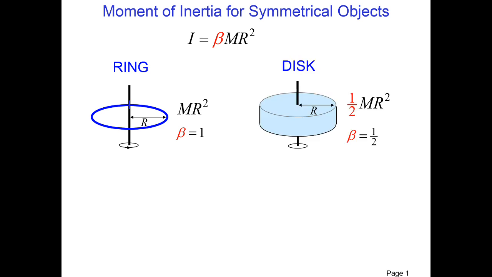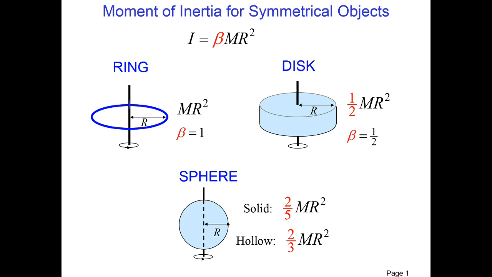Our next shape is a disk or a cylinder. The moment of inertia for a cylinder or a disk is 1/2 mr squared. So the beta parameter for a disk is 1/2. The reason that the moment of inertia is smaller for a disk than a ring with the same mass and radius is that the mass in the disk is spread out over the entire disk, so much of the mass is much closer to the rotational axis than the edge. For a ring, all of the mass is at a radius of r from the rotational axis. Again, the rotational axis is through the center of the disk, so it is rotating like a wheel. If we picked some different rotational axis, then we would have a different value for beta.